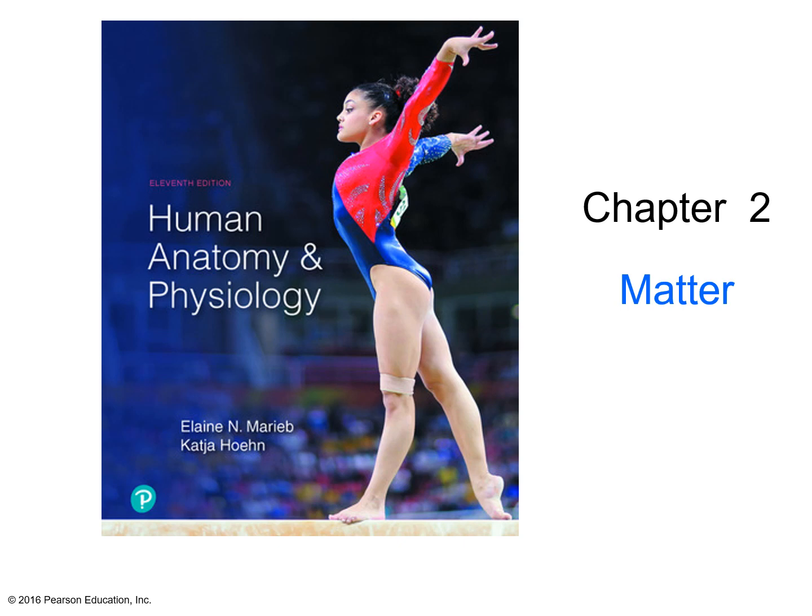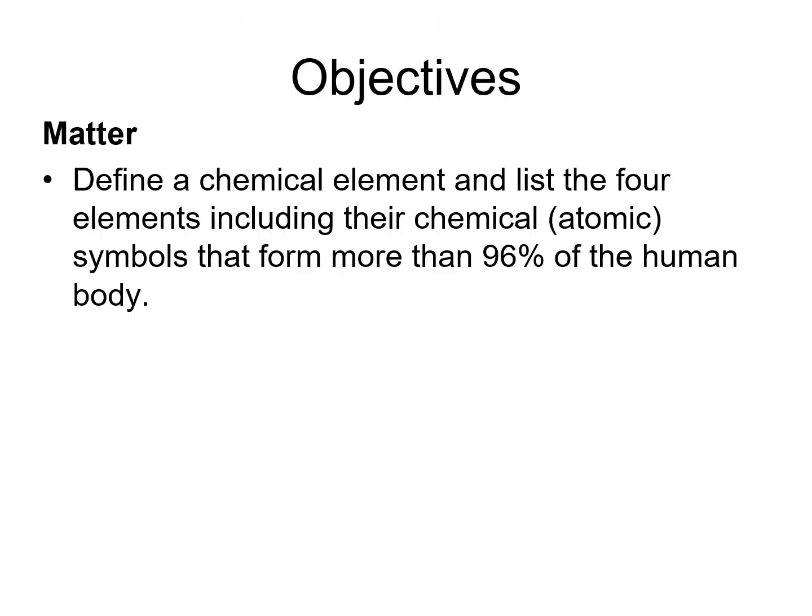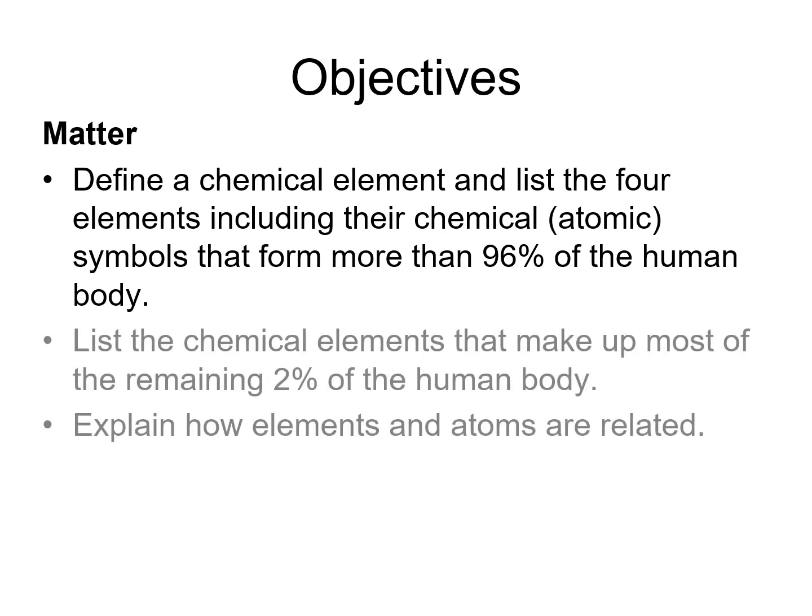This screencast covers the topic of matter, which you will find in Chapter 2 of your textbook. The objectives of the screencast are as follows. Define a chemical element and list the 4 elements, including their chemical or atomic symbols, that form more than 96% of the human body. List the chemical elements that make up most of the remaining 2% of the human body. Explain how elements and atoms are related.